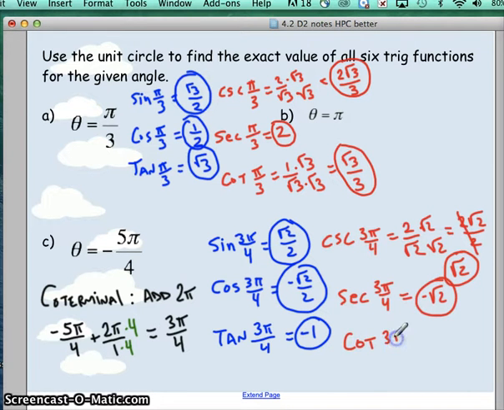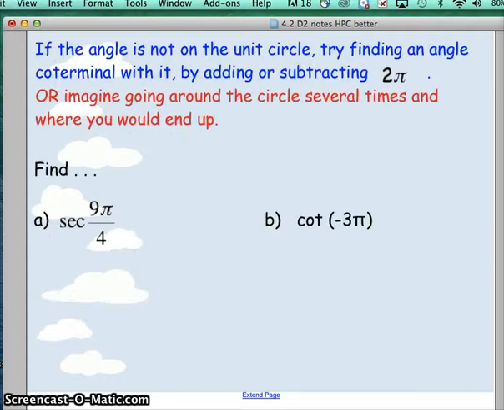And then cotangent is the reciprocal of tangent. Well, if you flip that, I mean technically that's over 1, if you flip it, you still have a negative 1. Okay, moving on. Okay, we're going to do this one.